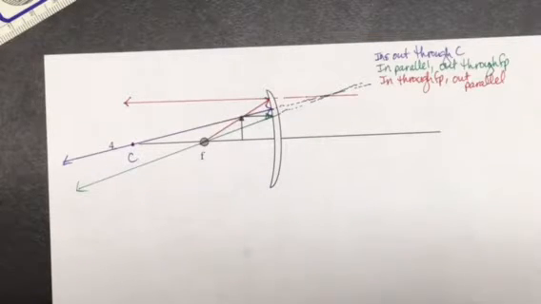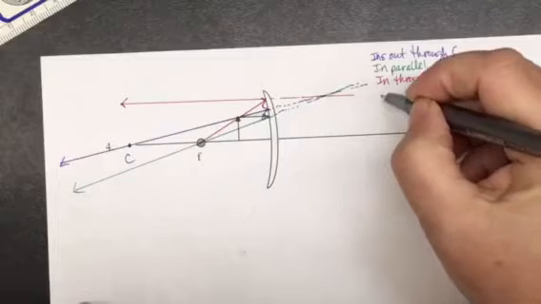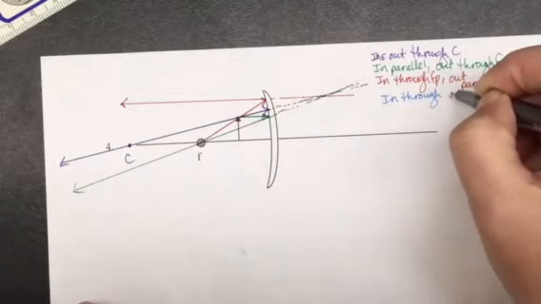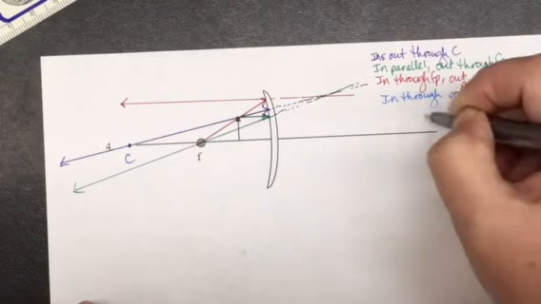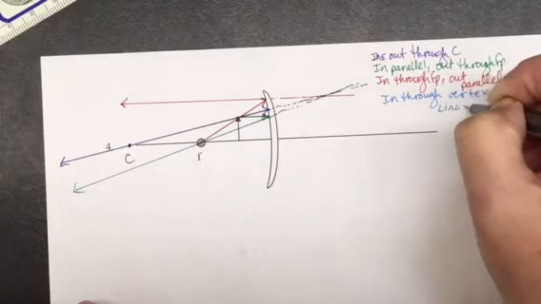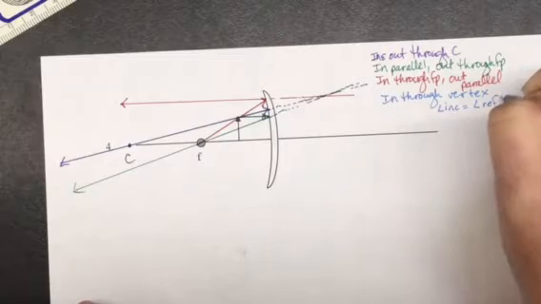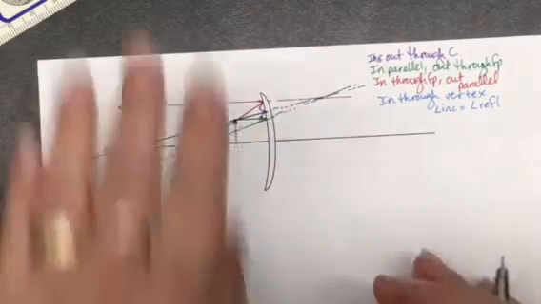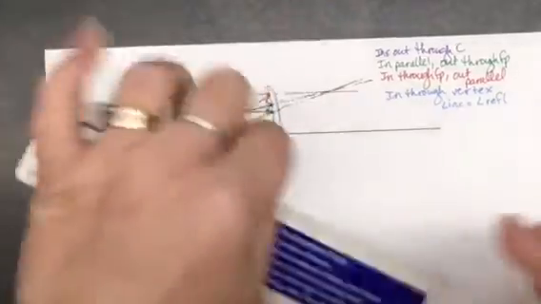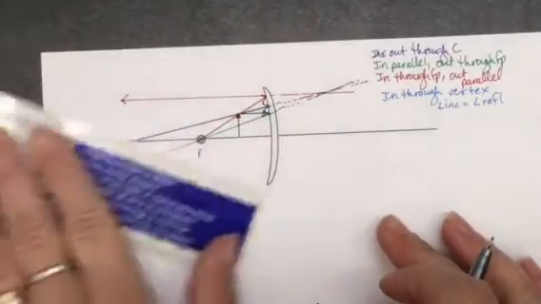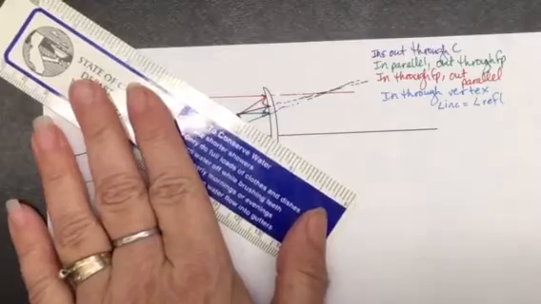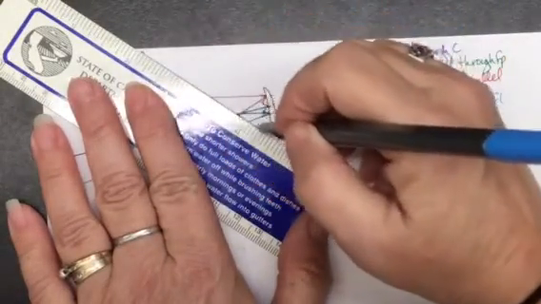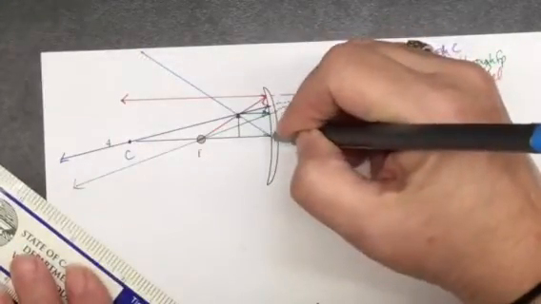And then our last one goes in through the vertex, and our angle of incidence equals our angle of reflection. Now, I'm not going to be able to measure this angle if I only go in through the vertex. If I only go from here to here, I'm not going to be able to measure it. So I'm going to bring it back a little bit further. I'm going to go in through the vertex that way.